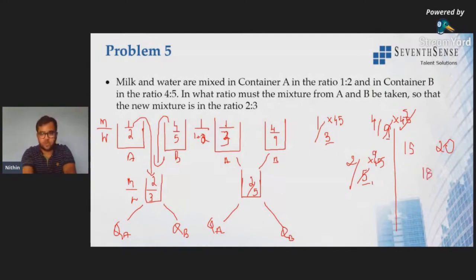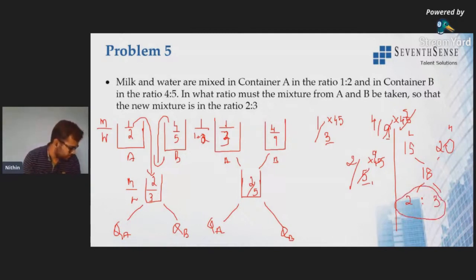So the price will be the quantity, or any value between lower and higher will be the mixture, right? Now just take the difference, you will get the answer. So the answer will be 2 is to 3. Superb. Answer is 2 is to 3.